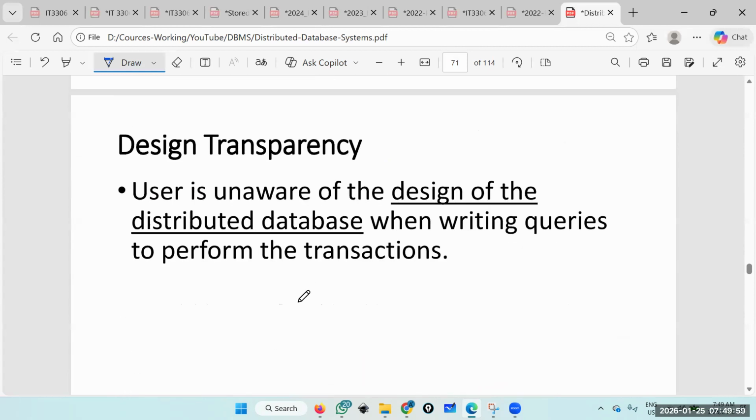Design transparency means the users, and here I don't mean the end users but basically application developers, don't need to worry about the design of the distributed database. They always work with the global schema. Once you look at the global schema, you can see something like a centralized database. So the developers and designers don't need to worry about the distribution.